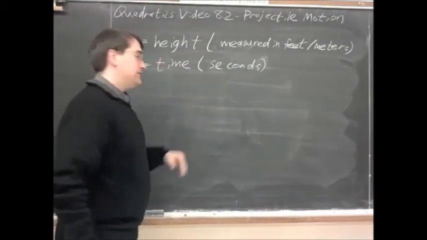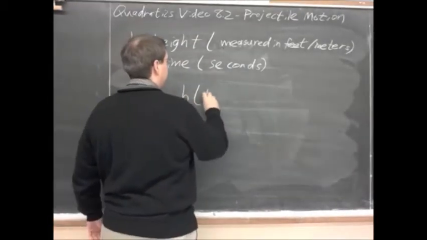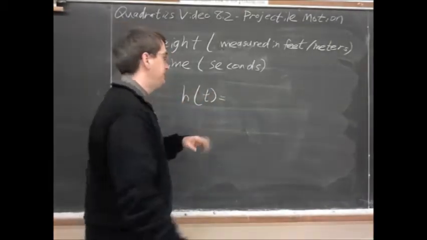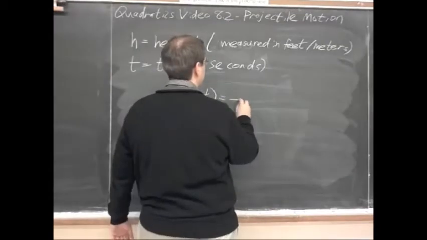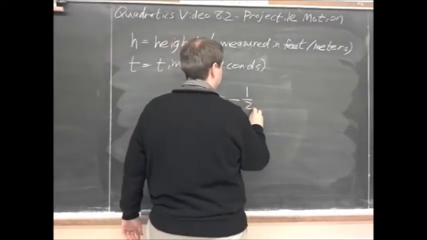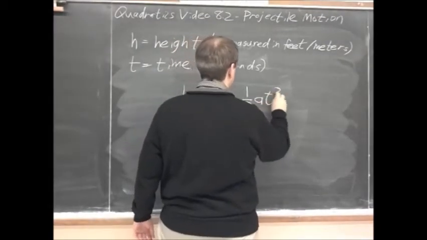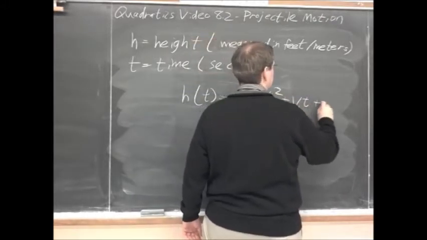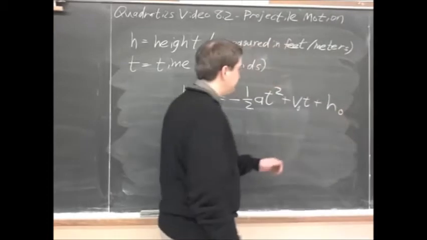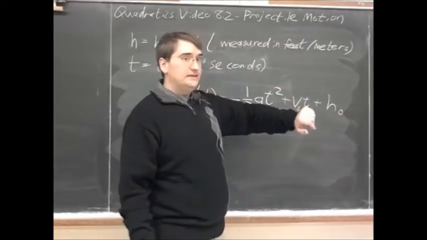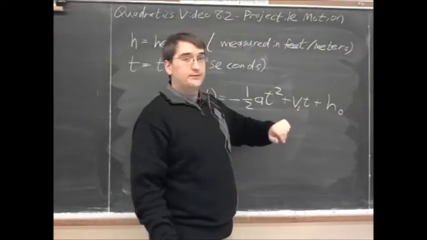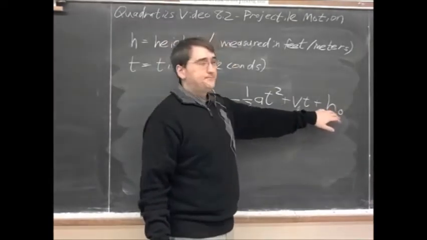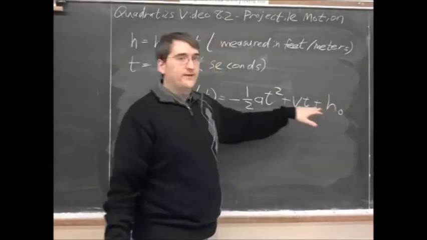The function that we can use, so h of t, remember that function notation, we have the height as a function of time, looks like this. It's always of this form: negative 1/2 a t squared plus v naught times t plus h naught. This is pronounced v naught. That's actually a little zero there, so v0. This would be h0. We'll get back to what these things mean in a moment.